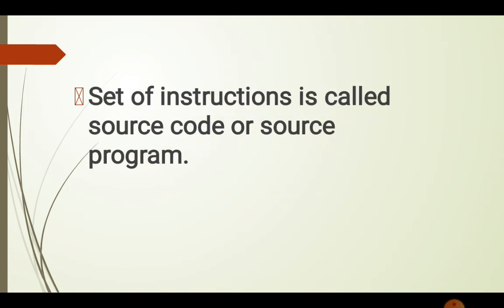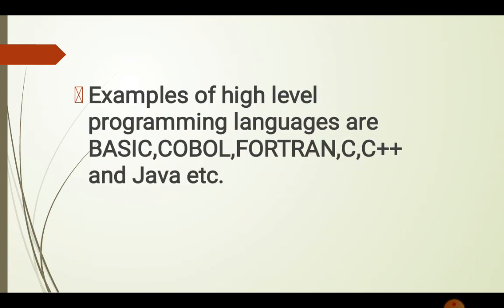Students, when you give instructions in a high-level language, this set of instructions is called source code or source program. It cannot run directly on computers. Instead, the source code is first translated into machine code by a compiler or an interpreter, and then it runs. Examples of high-level programming languages are BASIC, COBOL, Fortran, C, C++, and Java, etc.